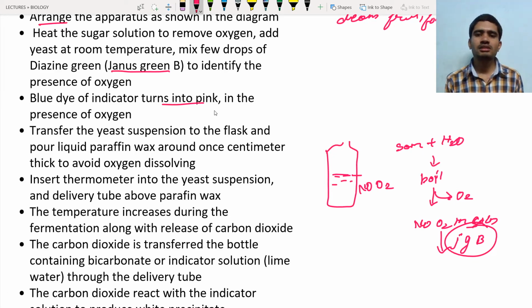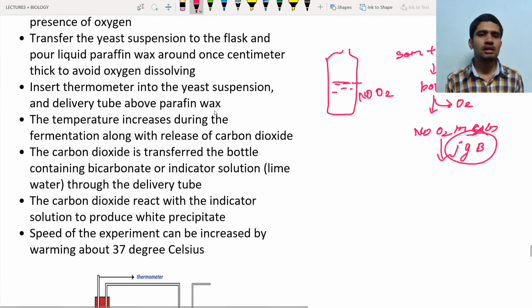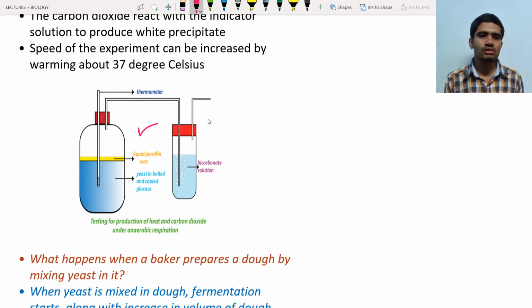Now we have to transfer the solution into the flask. Here the flask is there. We have to transfer this solution into the flask, and insert a thermometer through the rubber stopper. Before that, we have to add the yeast also: the yeast plus sugar solution plus Janus green B. Previously we have done all these things. Then we pour the solution into the beaker or flask, put one rubber stopper, insert the thermometer through it, and arrange the delivery tube, which is going to carry the gases.